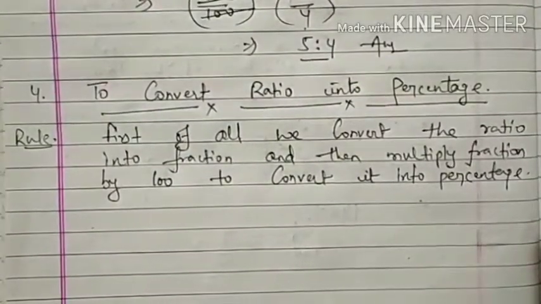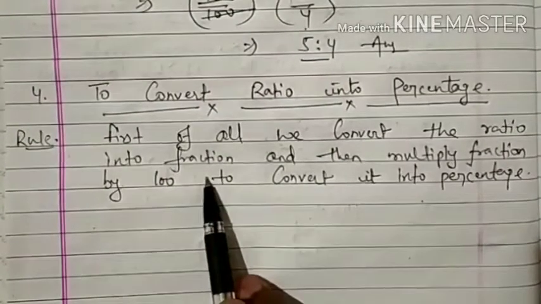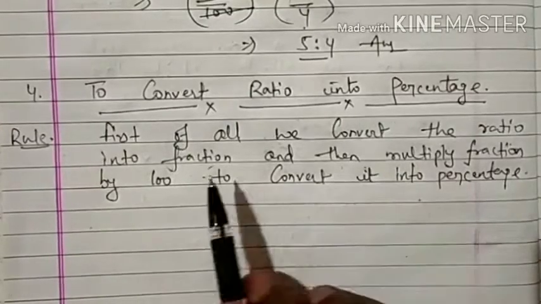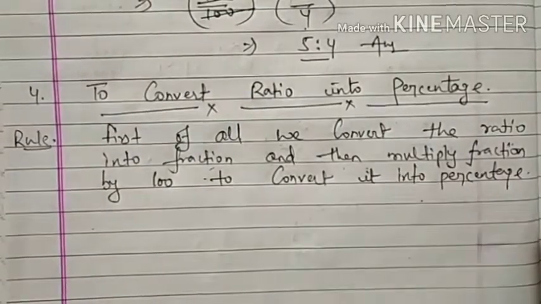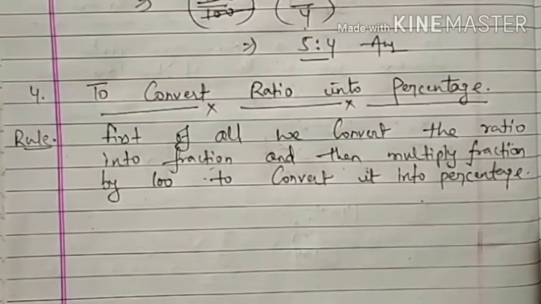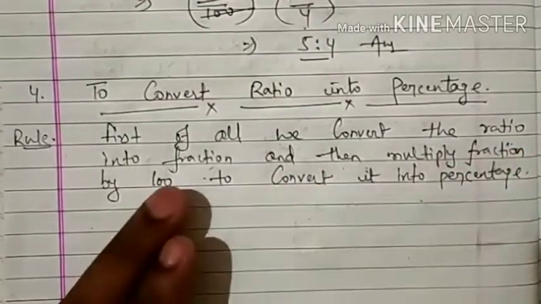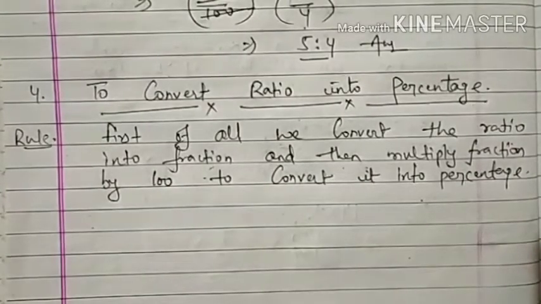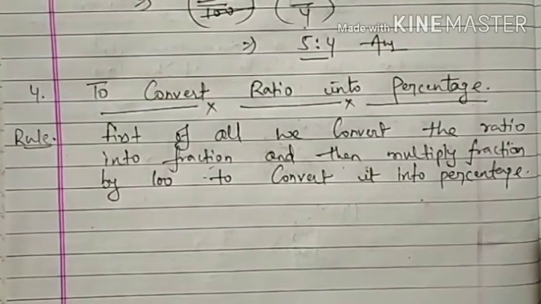What is the rule? First of all, we convert the ratio into fraction. सबसे पहले रेशियो को किस में कन्वर्ट करते हैं? फ्रैक्शन में, एंड देन मल्टीप्लाई फ्रैक्शन बाय 100 टू कन्वर्ट इट इनटू परसेंटेज. आपने फ्रैक्शन को परसेंटेज में कैसे कन्वर्ट करना आता है वो आपने सीखा था पहले. सबसे पहले हम रेशियो को किस में लिखेंगे? फ्रैक्शन में, एंड देन वी कन्वर्ट दैट फ्रैक्शन इनटू परसेंटेज बाय मल्टीप्लाइंग इट विथ 100.